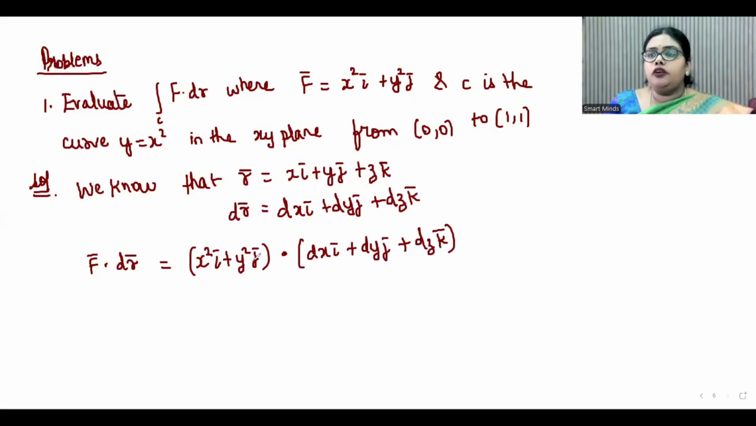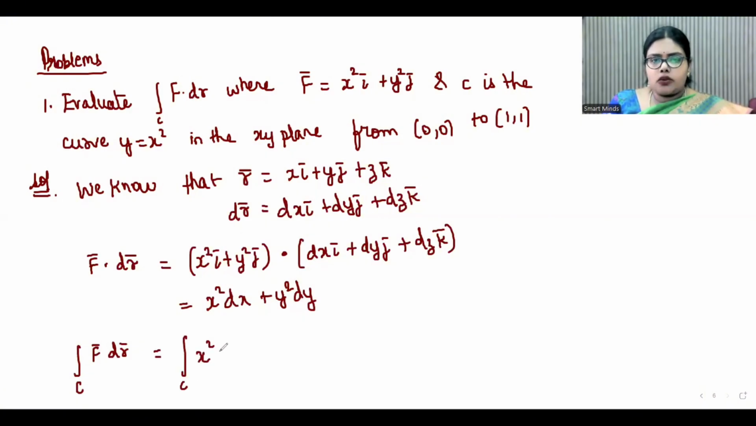Now we need to find the dot product of these two. Dot product means multiply i with i, j with j, k with k. So this is x square dx plus y square dy. There is no k bar in the first bracket. So no need of multiplying with k bar. Okay. Now we find the integral. Curve integral f bar dot dr bar. So that is curve integral x square dx plus y square dy.